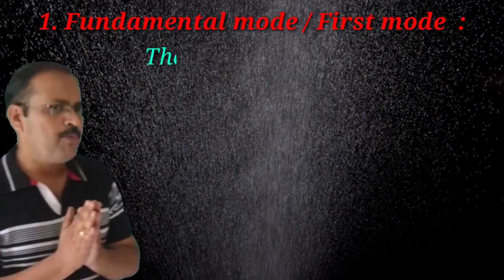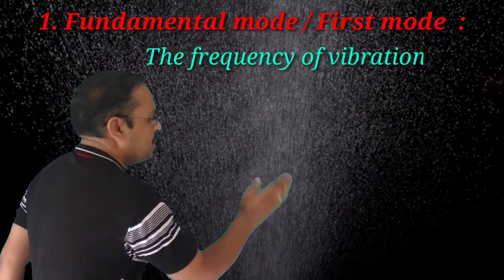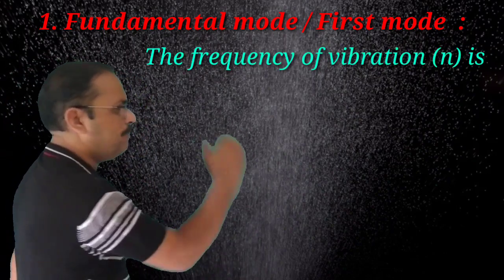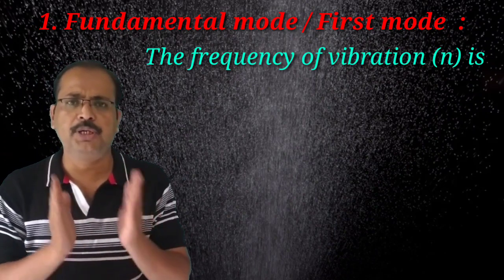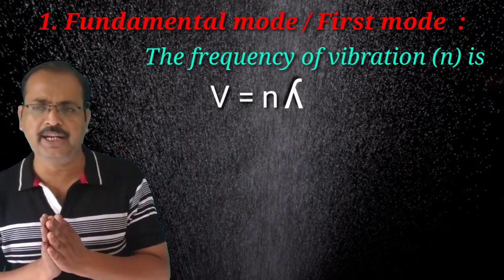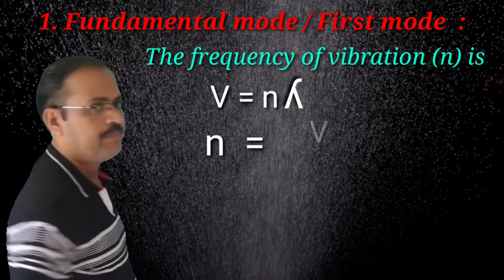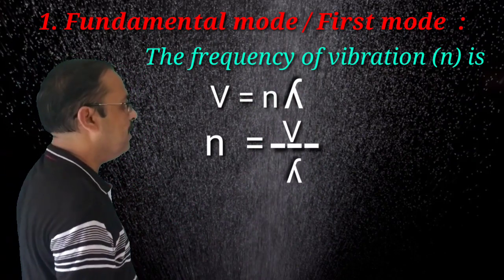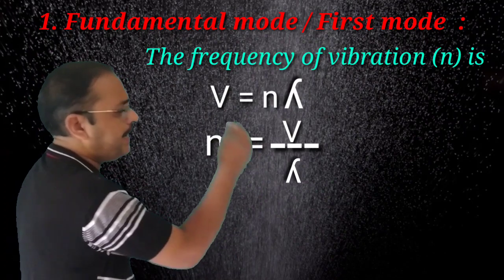The frequency of vibration of the string is given by, what is the formula of relation between velocity, frequency and wavelength? V is equal to n lambda. Therefore, n is equal to V upon lambda. We know the value of V and lambda from equation 1 and 2.